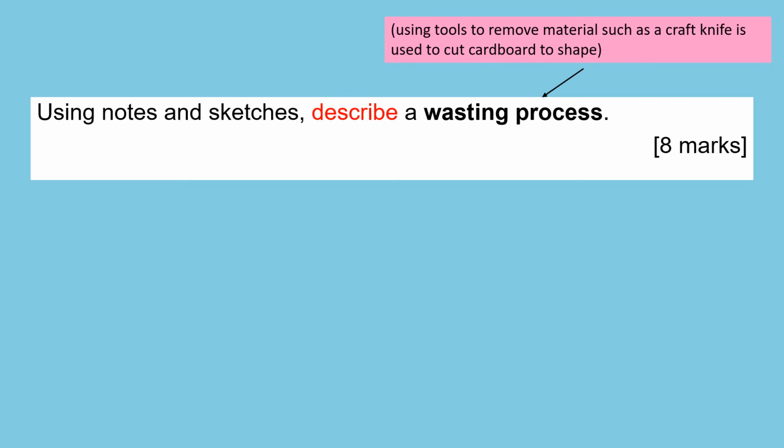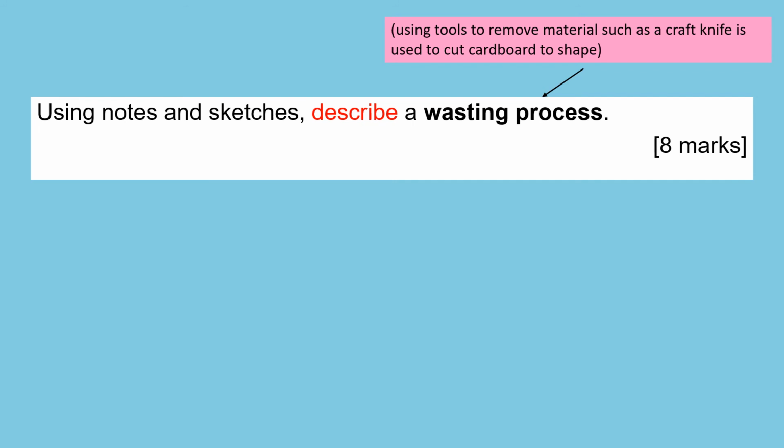Using notes and sketches, describe a wasting process. Now, before you start panicking, you don't know what wasting means, we've not covered that. We have covered wasting processes. A wasting process is just using tools and equipment to remove material, to shape material. So a great example of this is you using the craft knives to shape your card and your cardboard to size and shape for your prototypes we've just done. Literally that simple. Using a tool to shape a material and removing waste, that's a wasting process.